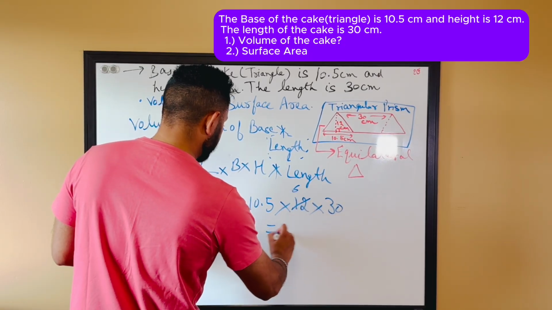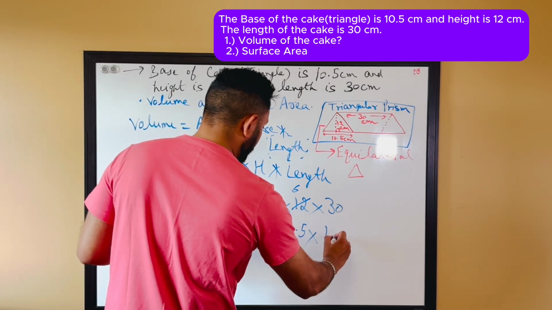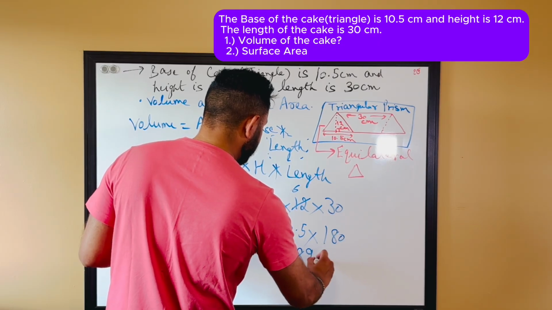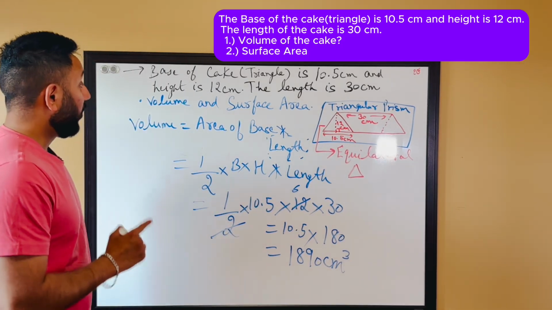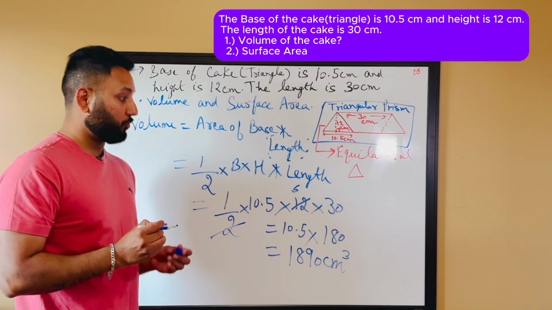So 10.5 into 180, it comes out to be 1890 centimeter cube. So the volume of the triangular prism is 1890 centimeter cube.